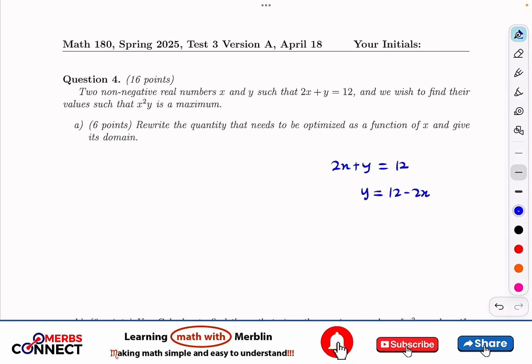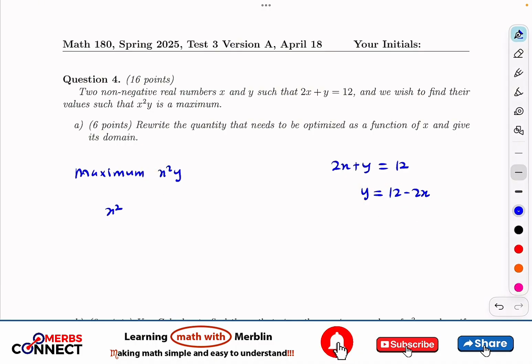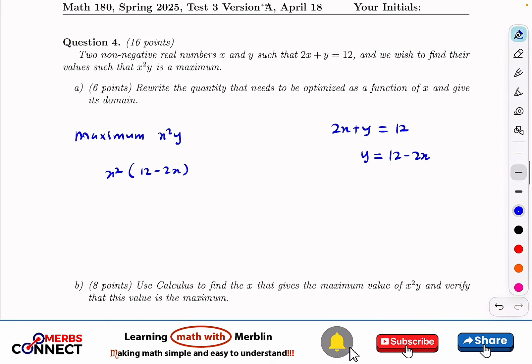Now we want to maximize this function here, x squared y. Since we've made y the subject here, we can just plug it in here. So we are going to have x squared times 12 minus 2x. And we can say that, okay, this function is equal to f of x. And when I multiply it through, I'm going to have 12x squared minus 2x to the power 3.